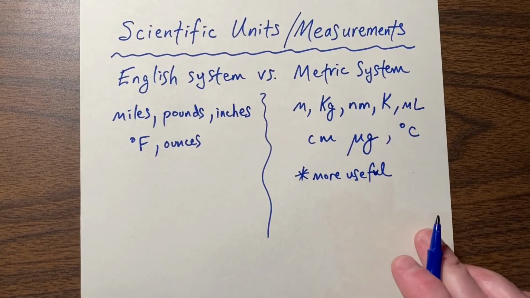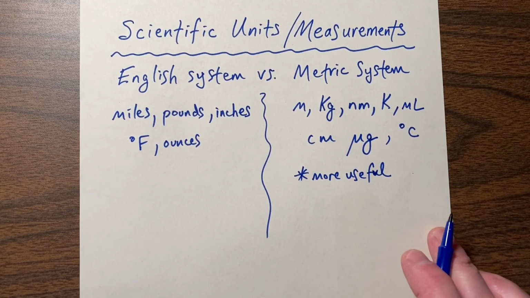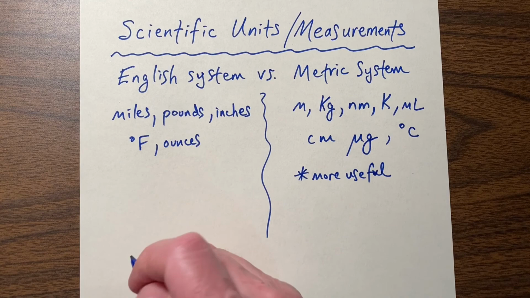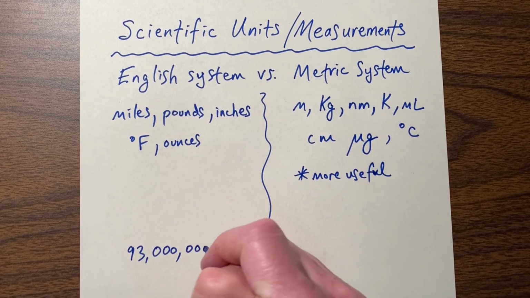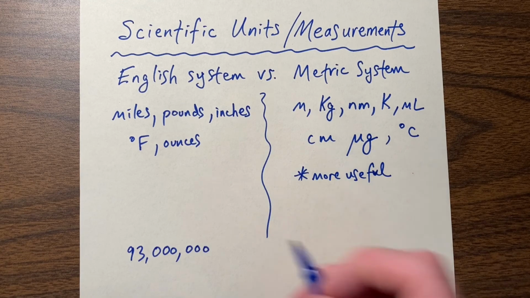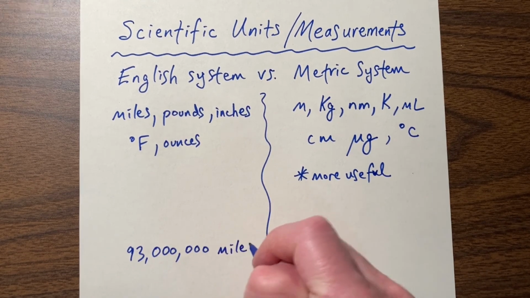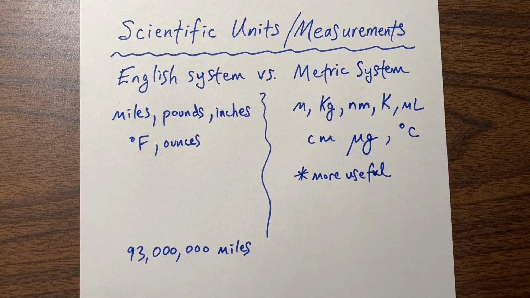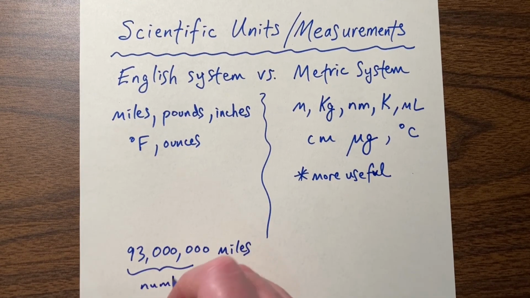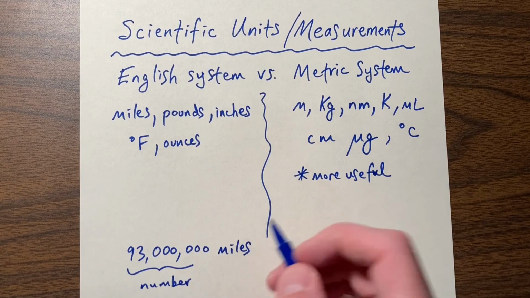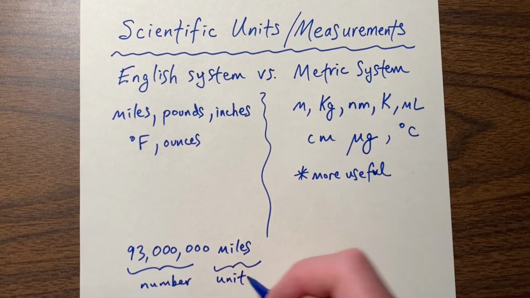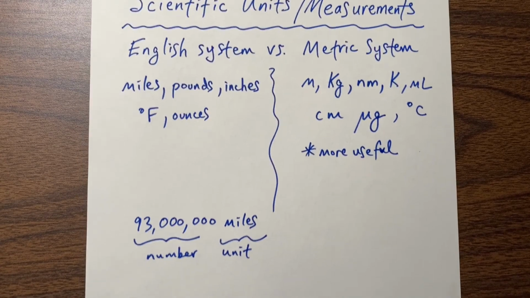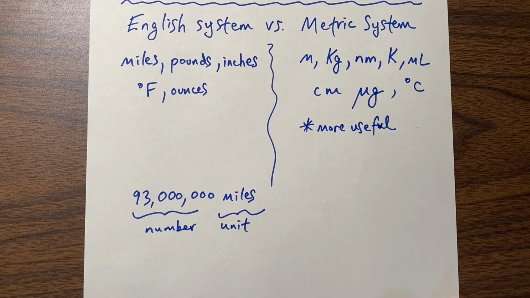So a physical quantity that we measure is meaningless without a unit. So if I wrote down the number 93 million, for instance, that would have no meaning if I didn't put a unit on it. As soon as I put a unit on it, now I say, oh, that must be the distance from the Earth to the Sun. You always need a number to specify a physical quantity and a unit. So units are just as important as the numbers themselves.